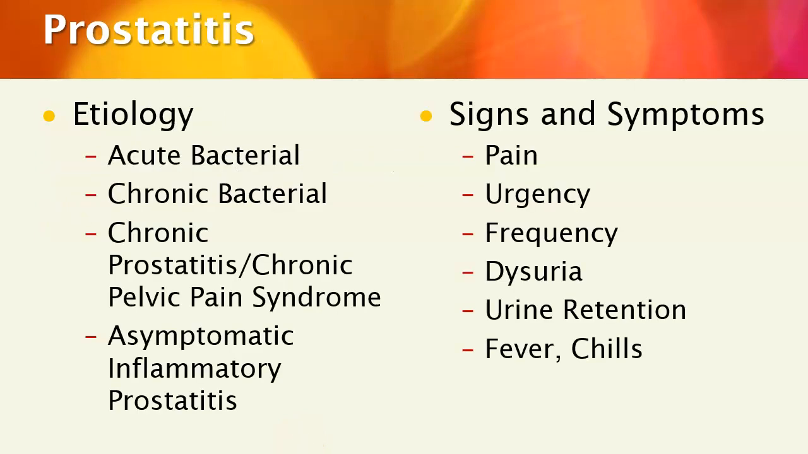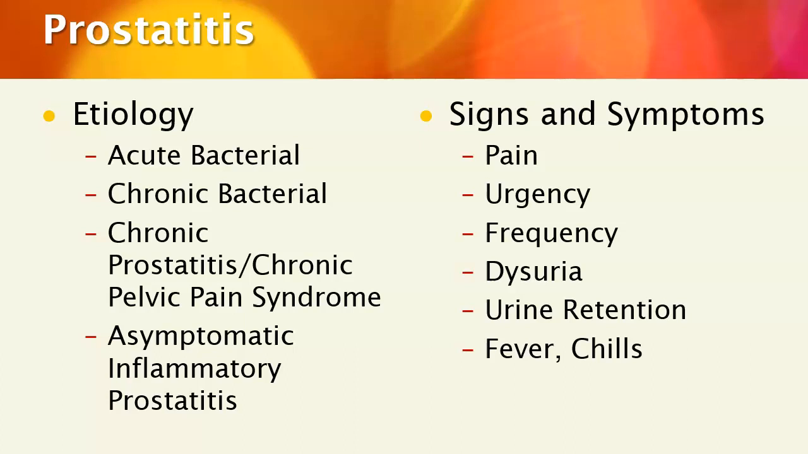Okay, so the first disorder is prostatitis, and this is where you have an inflammation of the prostate gland. So etiologically, this could be bacterial, which could be acute, or it could be chronic flare-ups. It could be chronic prostatitis or chronic pelvic pain syndrome. And then it could also be asymptomatic inflammatory prostatitis.